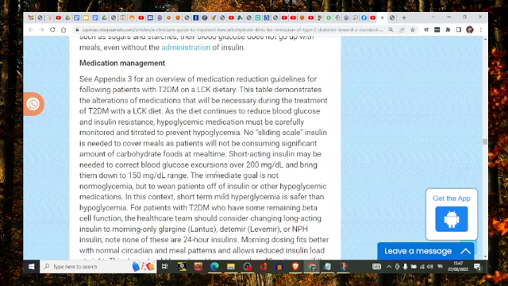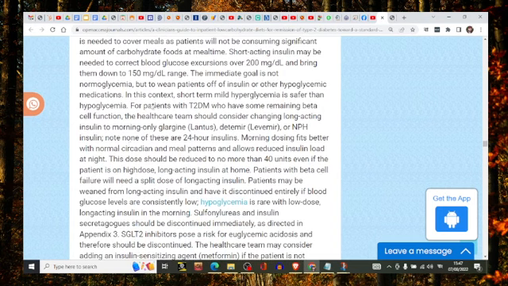No sliding scale insulin is needed to cover meals, as patients will not be consuming significant amounts of carbohydrate foods at mealtime. Short-acting insulin may be needed to correct blood glucose excursions over 200 mg per deciliter and bring them down to 150 mg per deciliter range. The immediate goal is not normoglycemia, but to wean patients off of insulin or other hypoglycemic medications. In this context, short-term mild hyperglycemia is safer than hypoglycemia.